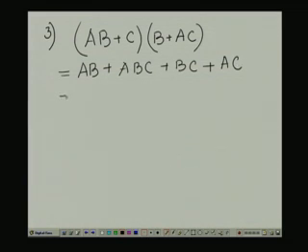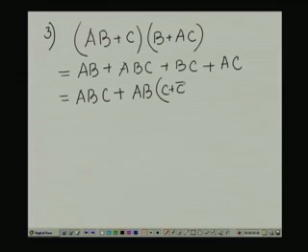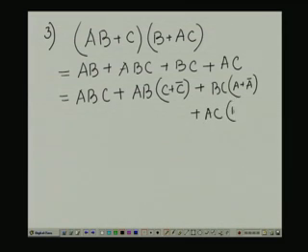Now, I will keep a b c as it is. Now, see, a b I can write as a b into (c plus c bar), because c plus c bar is nothing but 1. Similarly, when I take b c, I will add a plus a bar, and a c into (b plus b bar).